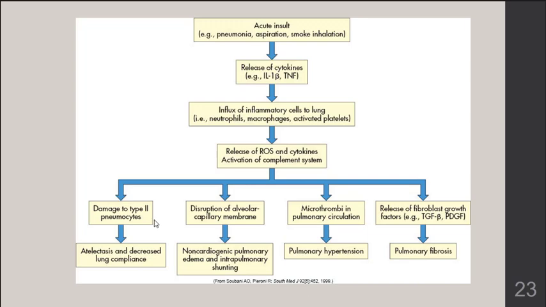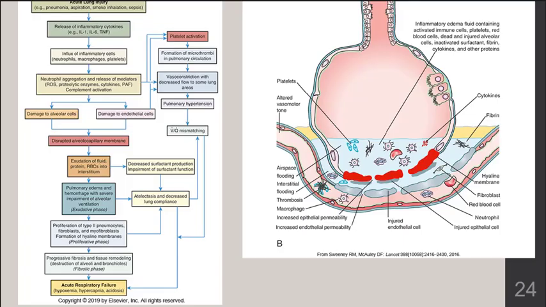You can see that there's damage to those type 2 alveolar cells. We have damage to the alveolar capillary membrane, so disrupting permeability. Microthrombi can form in the pulmonary circulation, and release of fibroblast growth factors, which can end up leading to fibrosis of the lungs. And these final effects can happen all at the same time and can happen very quickly within hours.